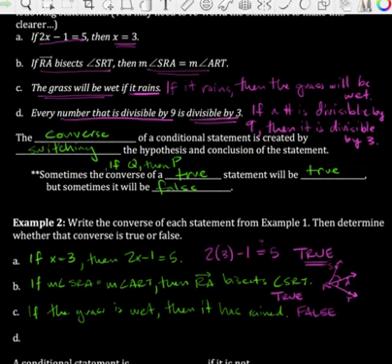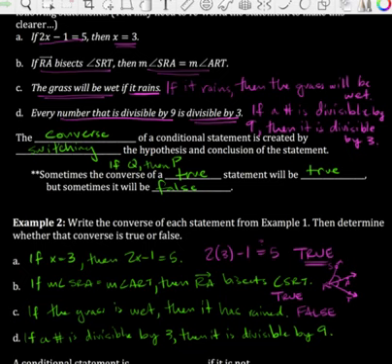In part D, every number that is divisible by 9 is divisible by 3. We wrote that to say if a number is divisible by 9, then it is divisible by 3. So we're going to take this second part. If a number is divisible by 3, and now we'll put that in the hypothesis, and we'll take the hypothesis of the original statement and put it where the conclusion goes. Then it is divisible by 9. So now let's think, is that true or false?